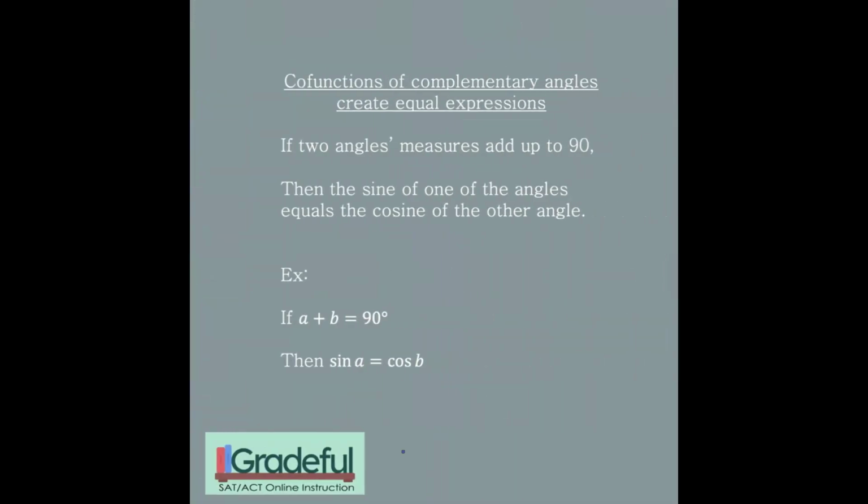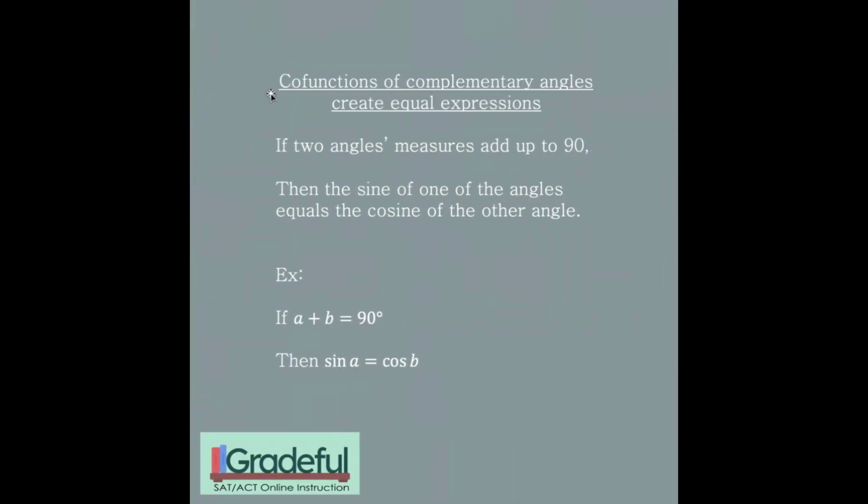So all of this is a reference to the idea that the cofunctions of complementary angles create equal expressions. If two angles add up to 90, then the sine of one of them will equal the cosine of the other. So if a plus b equals 90, then the sine of a equals the cosine of b. And the sine of b equals the cosine of a. The order doesn't really matter, but the sine of one of them equals the cosine of the other.